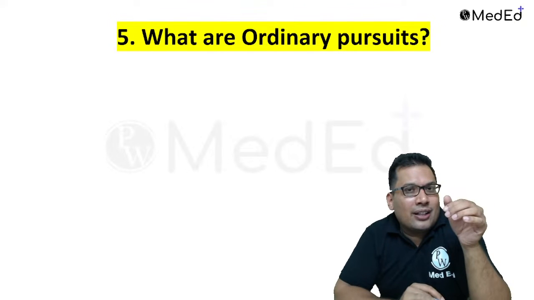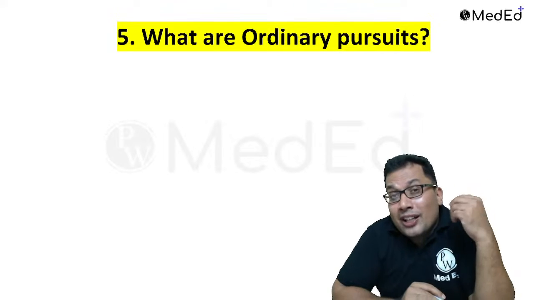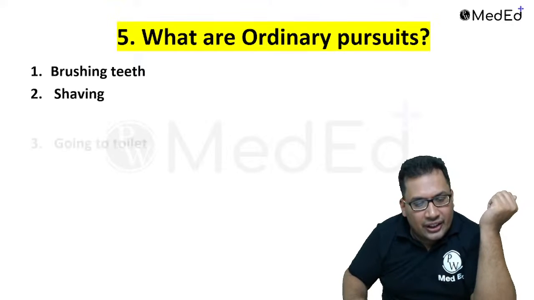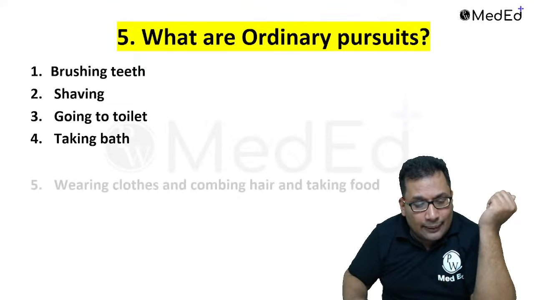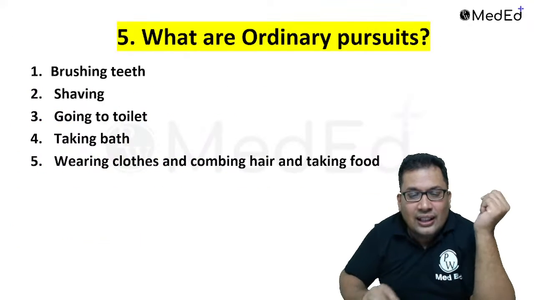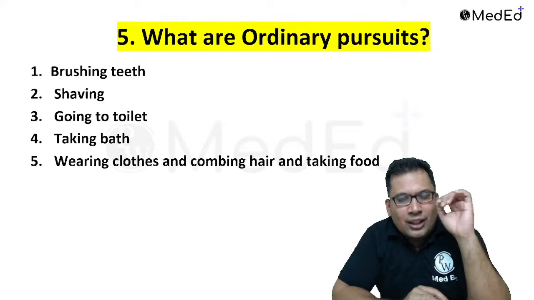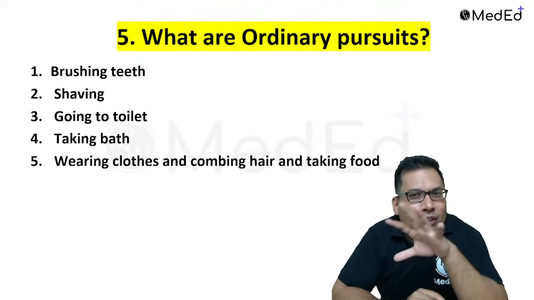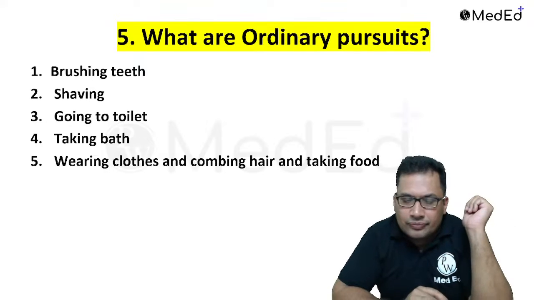Then the question can be asked, what do you mean by ordinary pursuit? Discussed already: brushing teeth, shaving, going to toilet, taking bath, wearing clothes, combing hair, taking food. All these are the ordinary pursuit. Remember, these are all very commonly asked simple questions in your Viva voce examination.